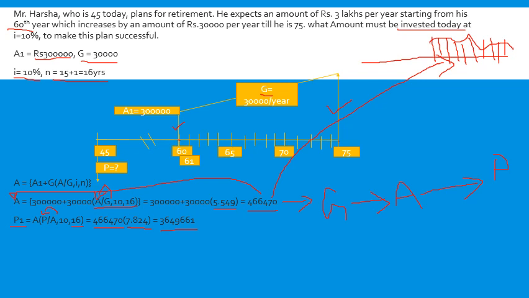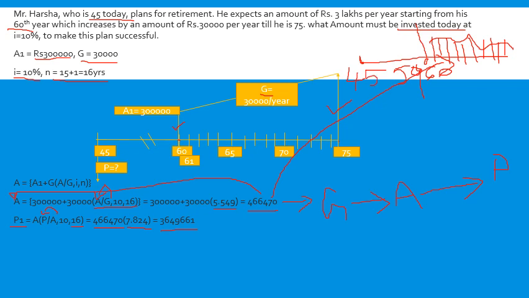Okay, now I have converted this uniform series into P. Whenever you convert A into P, I have told many a time, its P will be situated just 1 year before the first payment. When is the first payment? The first payment is on the 60th year. So where will its P be situated? P will be situated here. What is the year of this particular point? That will be 59. That's all. It can't jump to this. What is this year actually? That is his present age, 45.